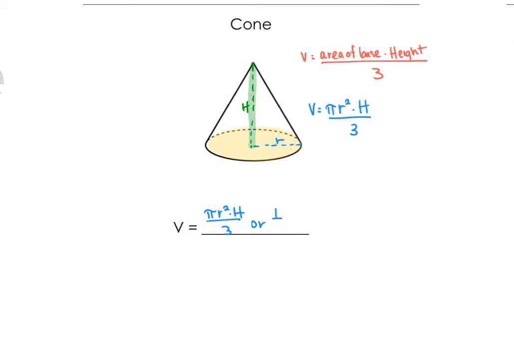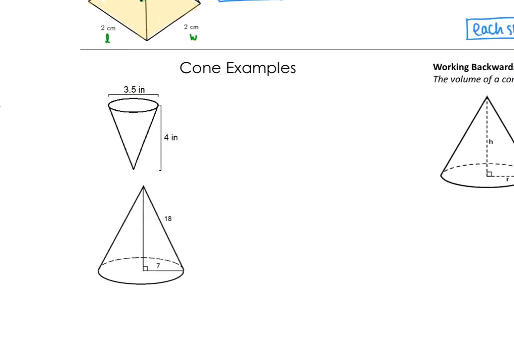So, or we can write it as 1/3 pi r squared times the height. So these two formulas mean the same thing. It's just two different ways of showing it. All right, so now let's look at a couple examples here.